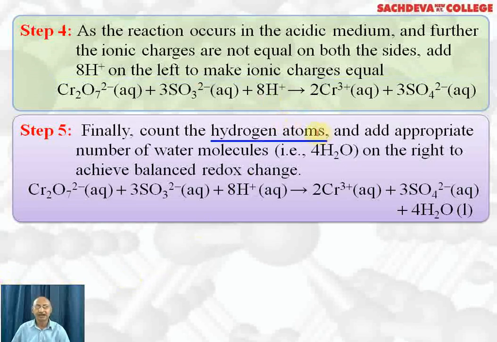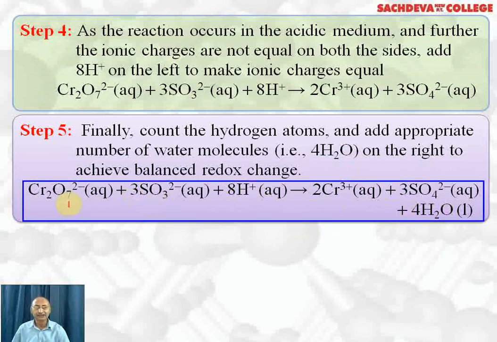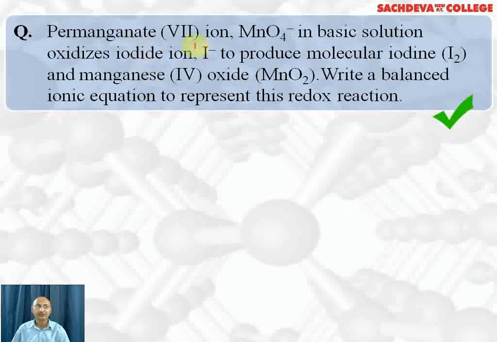Now we count the hydrogen atoms and add an appropriate number of water molecules, that is 4 water molecules, to balance these 8 hydrogens. We have added 4 molecules. Now we have to check whether the oxygen atoms are balanced or not. Here we had 9 plus 7, 16 oxygen. Here we have 12 plus 4, 16 oxygen. The equation is balanced.